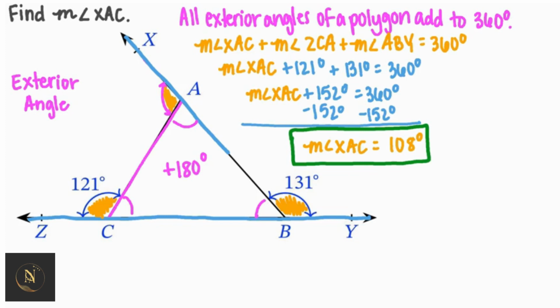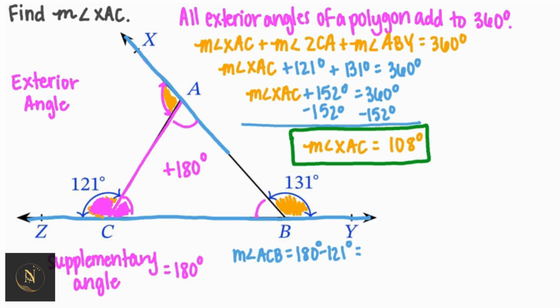Well, a straight line makes 180 degrees. So the angles next to each other that make a straight line are called supplementary angles. They're adjacent, meaning next to each other, and they make a full straight line. So if these should add to 180 degrees, we can subtract 121 from 180, and we can find the measure of angle ACB.